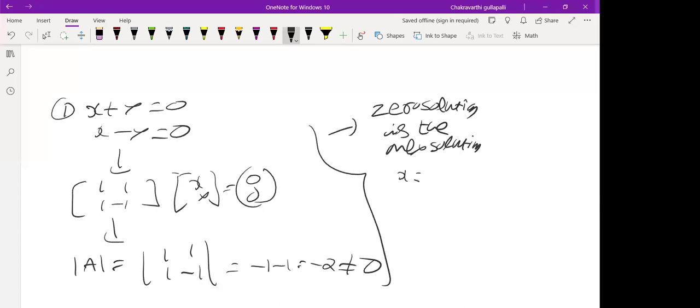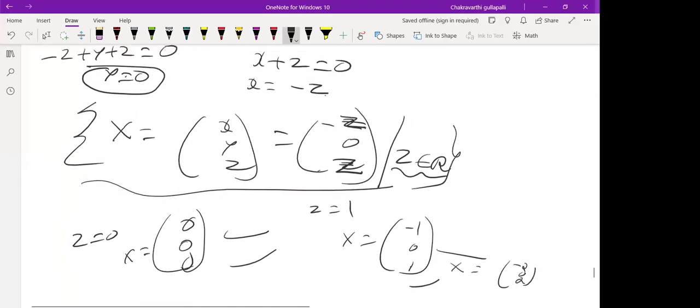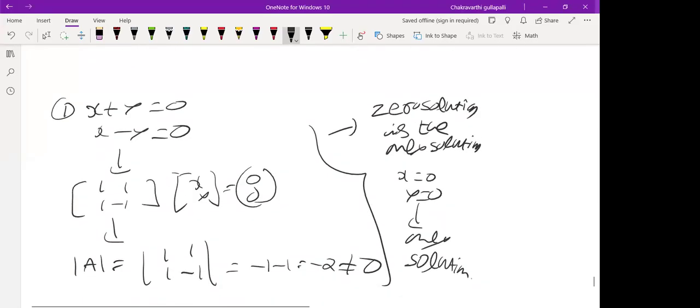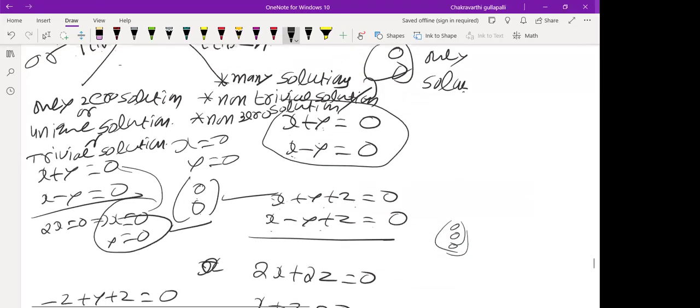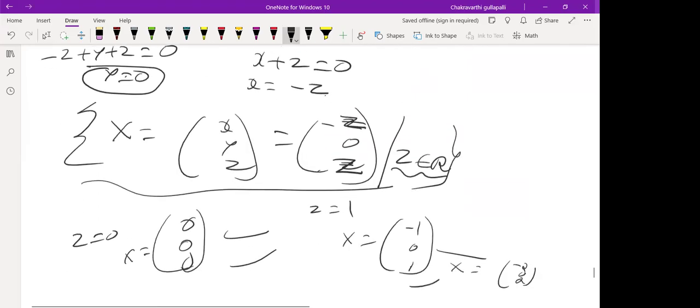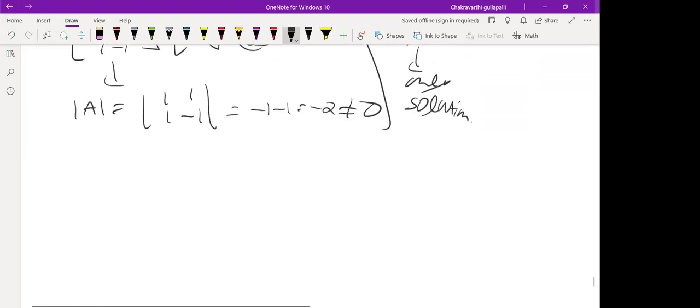So x equal to 0, y equal to 0 is the only solution. How many solutions? One solution, a unique solution. So what is that? Trivial solution. What is that solution? x equal to 0, y equal to 0. Without solving, like your 8th class method, we could predict using this concept. Earlier, after solving, we also got the same answer using our 8th class method. So without solving, we can know using the determinant concept.